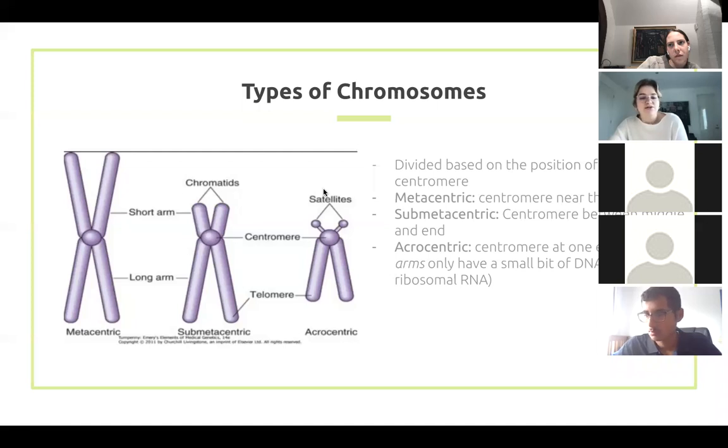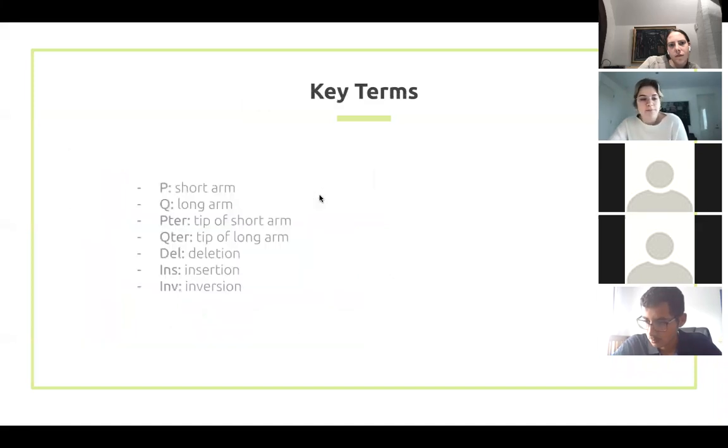So the acrocentric are the ones I would say to just remember the most, because it will become a bit more important later on. Just some more key terms that are important to remember. The short arm is always called the P arm, and I think that stands for petite, unless they just told us that to remember it. And then the Q arm is the long arm. Just some words that would be helpful to know and recognize.